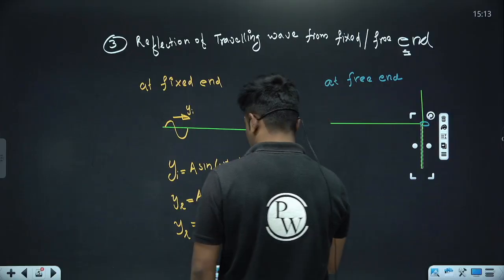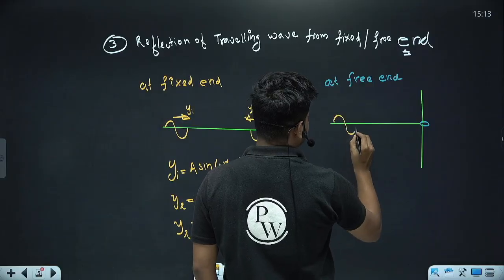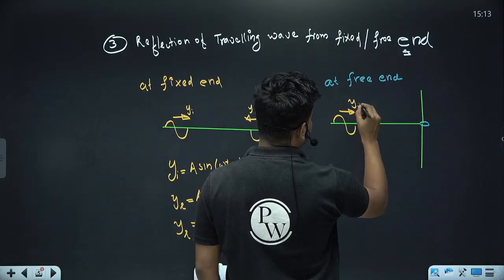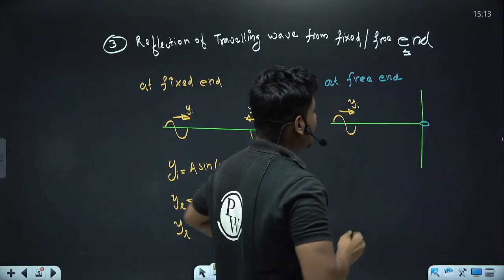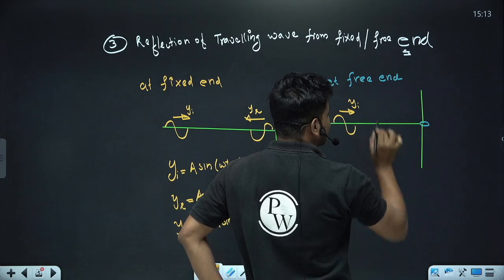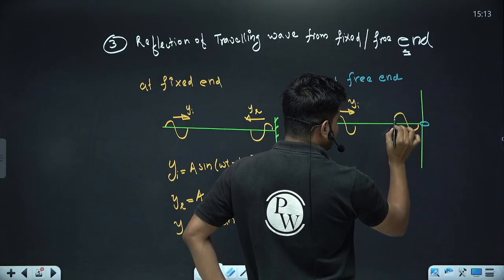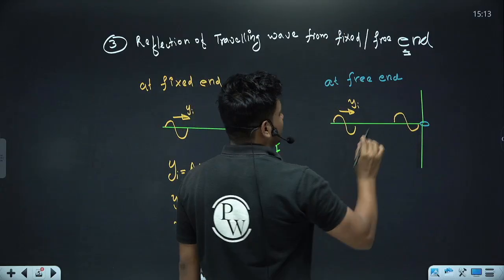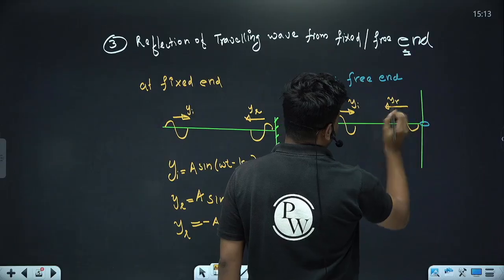Then here, if a wave is generated, and I assign yi as the incident displacement equation, then after hitting this wall, what happens? This is a free end, so there is no phase change between the incident and reflected wave. So this is actually our yr.